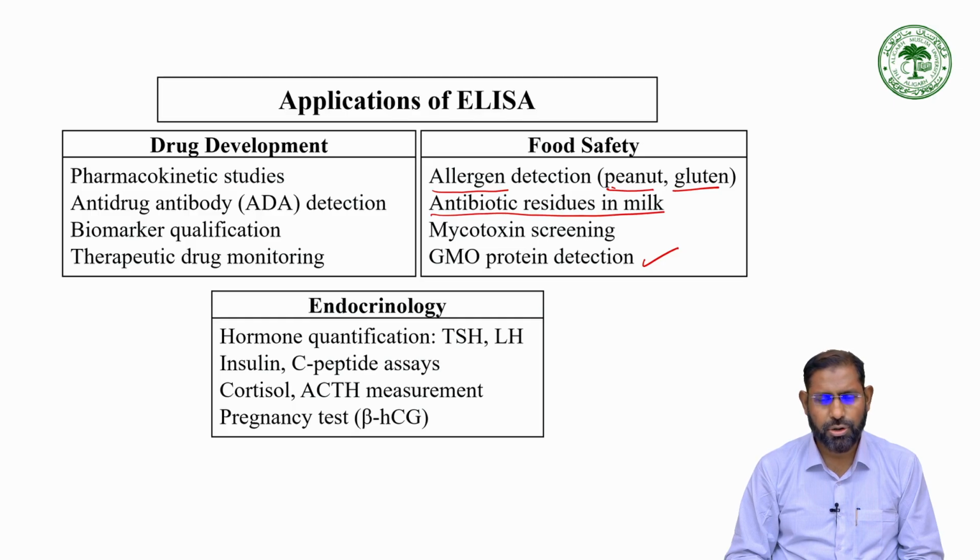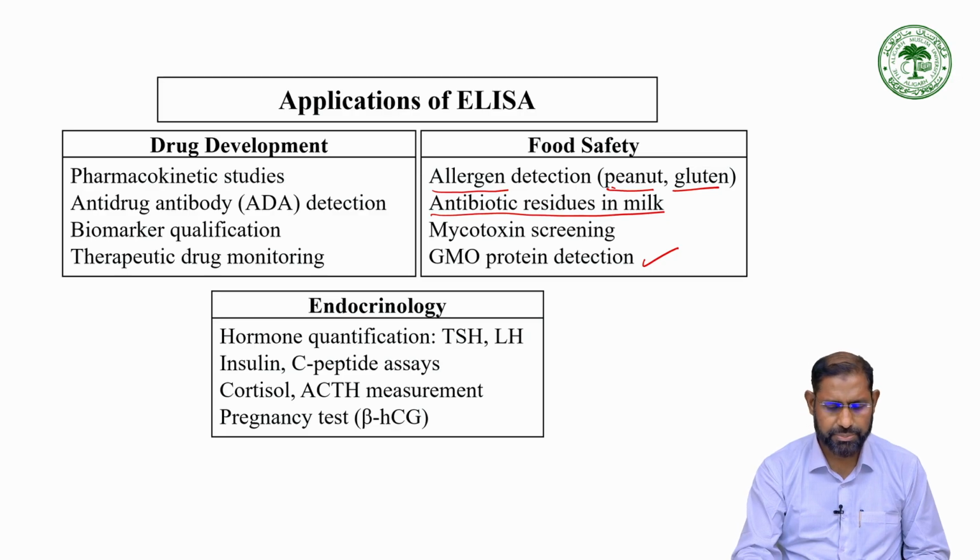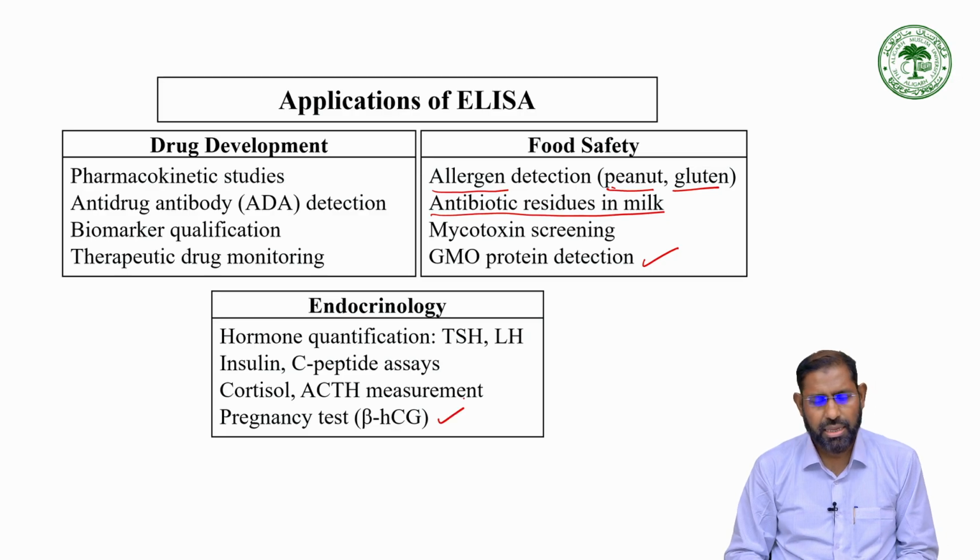Then also it has a lot of applications in endocrinology, in hormone quantification like TSH and LH, thyroid stimulating hormone. Then also we check insulin and C-peptide assay. Then we quantify cortisol, ACTH measurement, and pregnancy test. We have beta HCG hormone. We check with the pregnancy test.